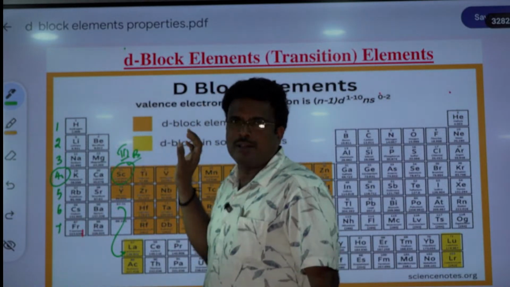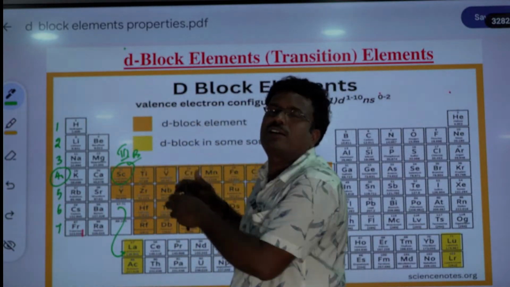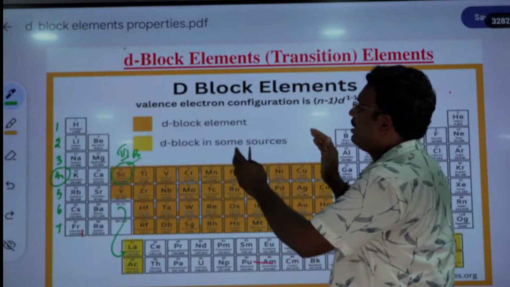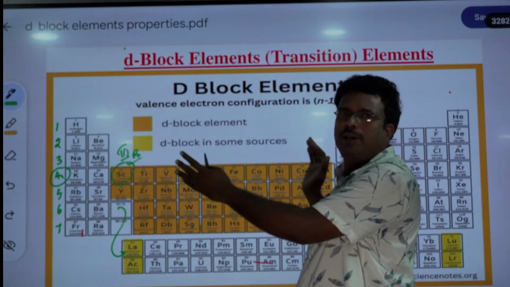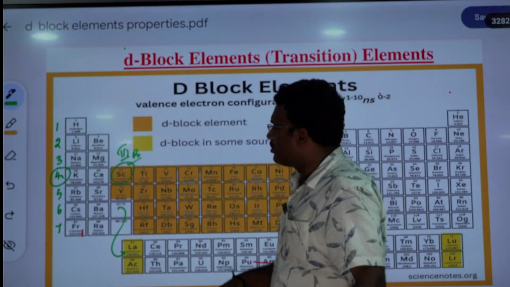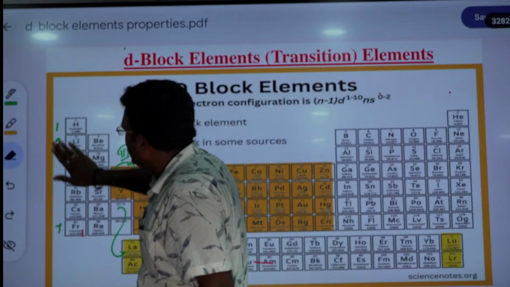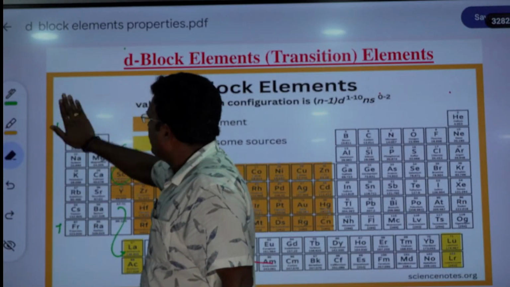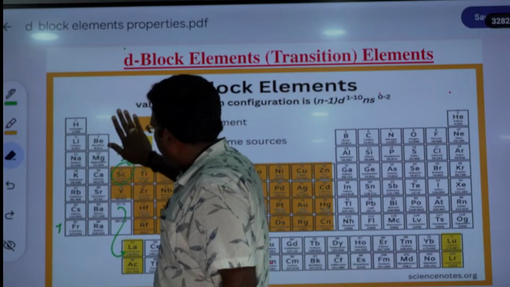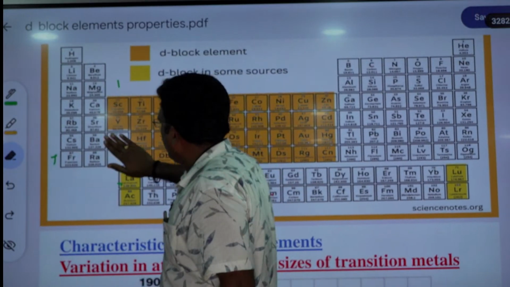So why are they called D block elements, and why are they called transition elements? These elements are present between the S and P blocks. That's why the name is transition elements. Okay, so coming to the point, what are the properties? There is special behavior in the D block because this block is present between the S and P blocks, right? So that's why the special character is there.